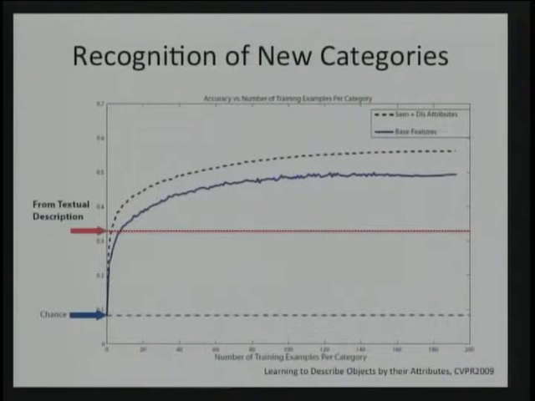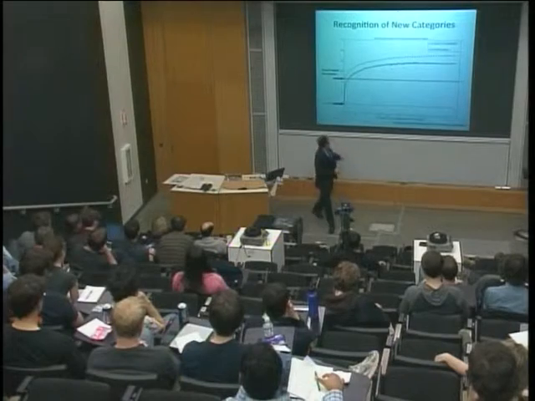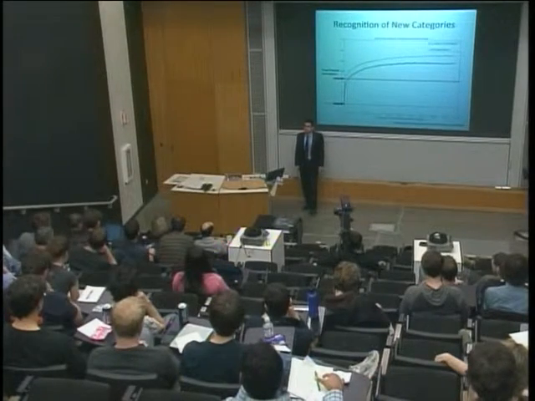If I flip a coin on this side, that would be chance over here. And my attribute-based representation is this red line over here. So again, it has sort of an idea about what the goat is, without being the best goat expert in the world.